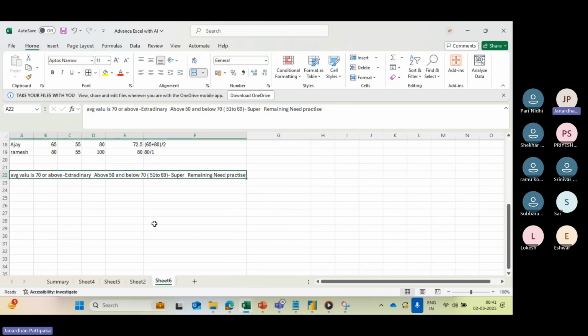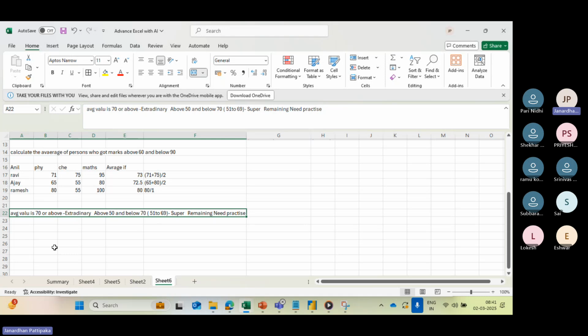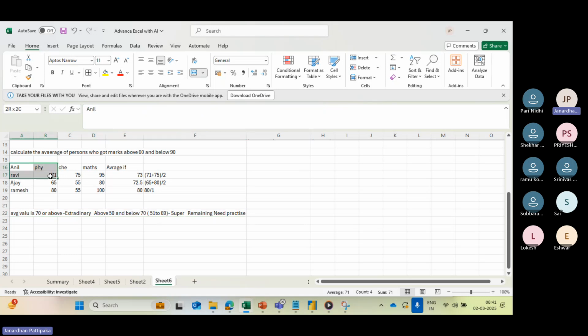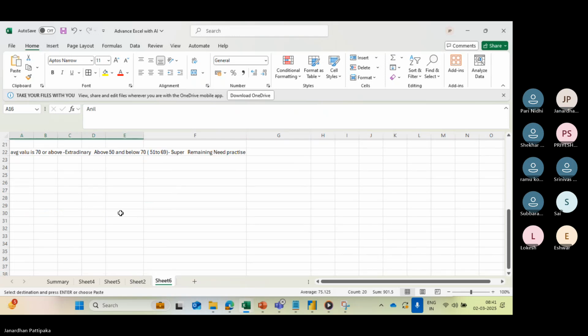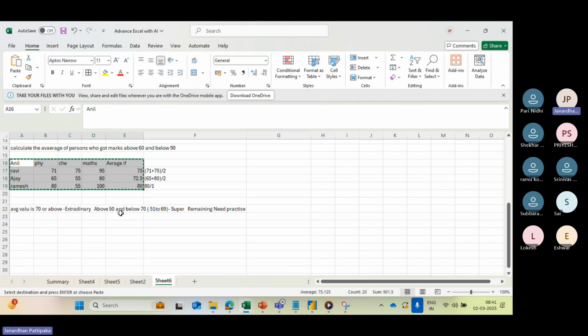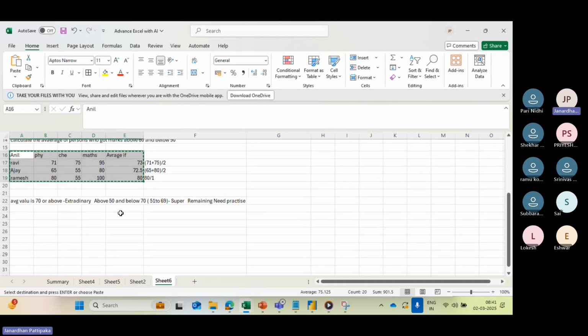Now we will write the formula for it. In this case, if multiple conditions are there, you can use the if conditions. So I'm using the same data: Anil, Ravi, with 30, 60, 90 or something. Physics, chemistry, maths.